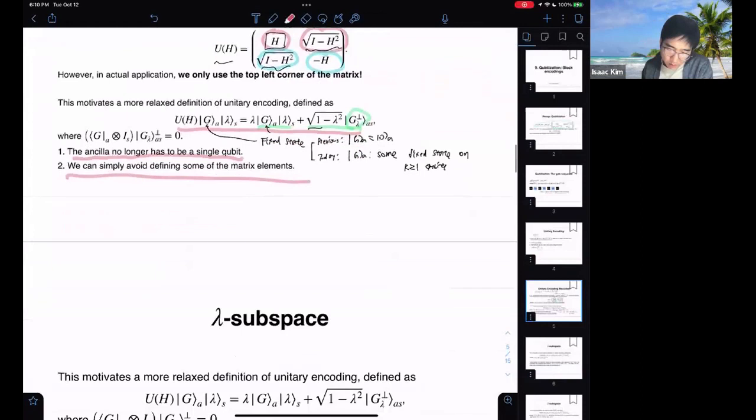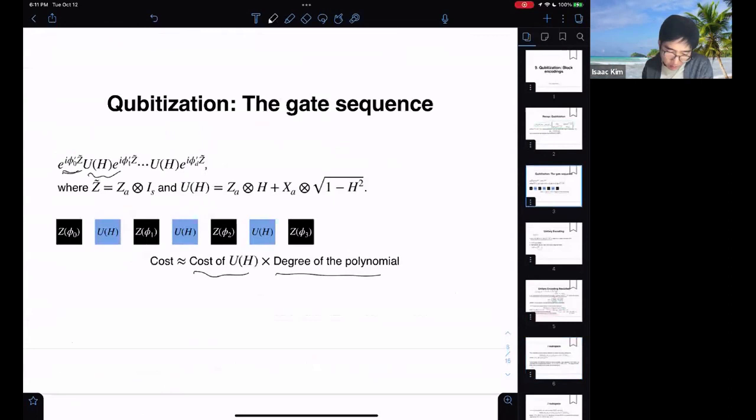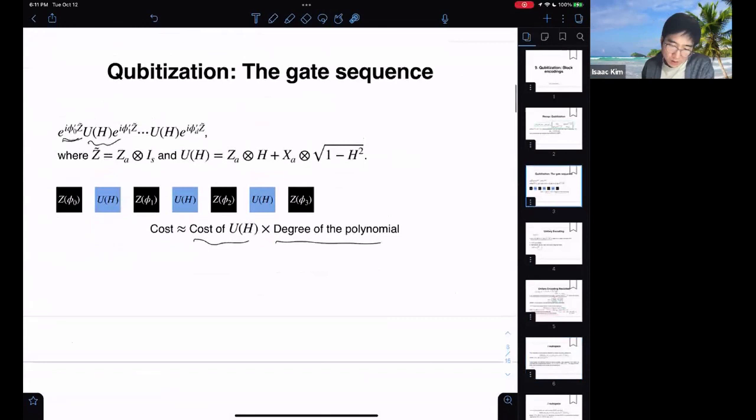But it turns out that if this is your definition of the unitary encoding, which, as I said, is more relaxed than what we had last time, then there seems to be some troubles. The point is this. Imagine we just plug this version of unitary encoding into the picture that we had last time. In general, you're gonna apply U of H more than once, in fact many times if you're doing some interesting calculation.